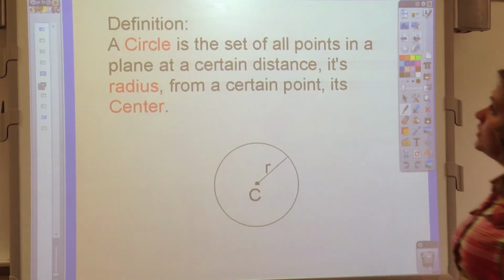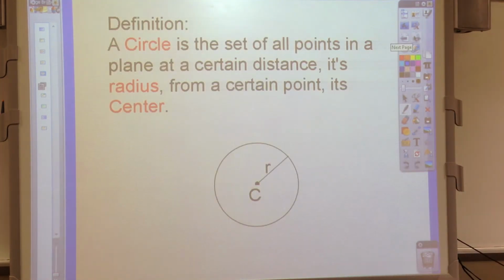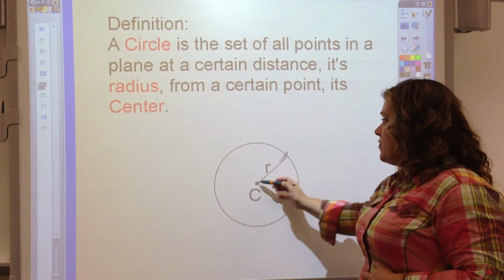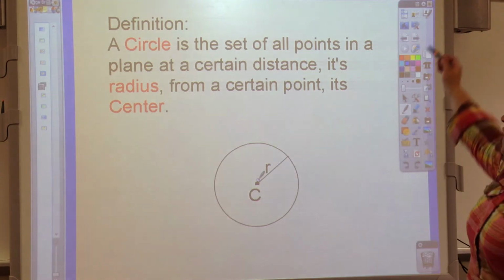Excellent. Let's move on. Let's look at the definition of a circle. A circle is a set of all points in a plane at a certain distance, its radius, from a certain point, its center. So basically, every single point on this outside is equidistant from the center. That's the definition of a circle.